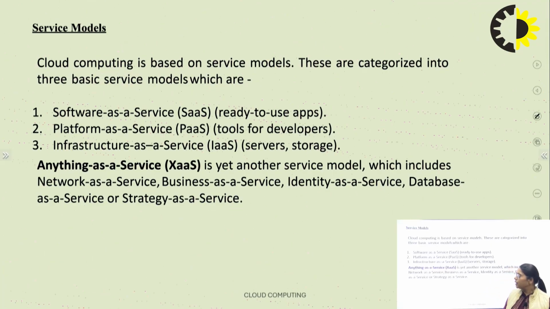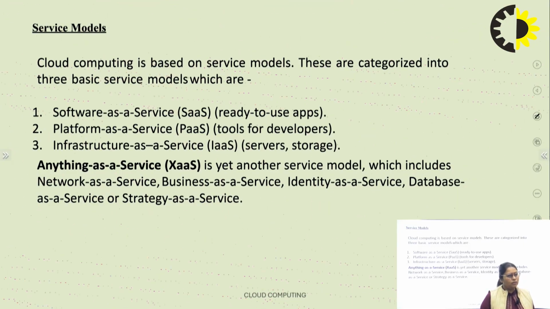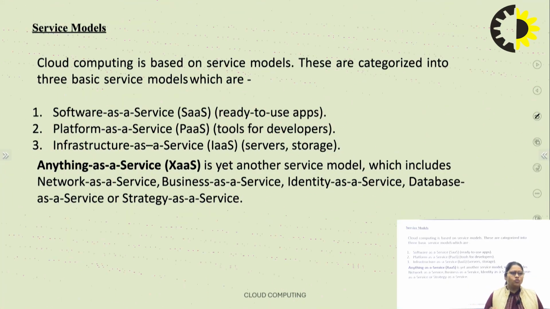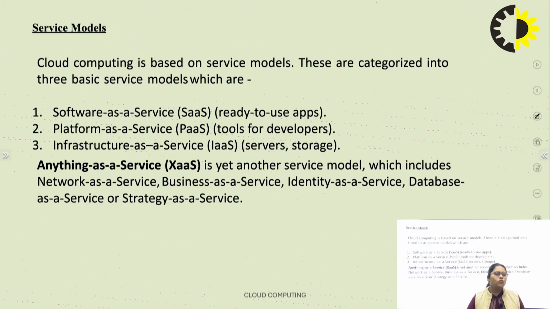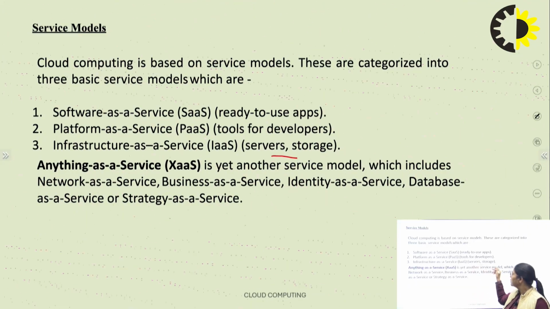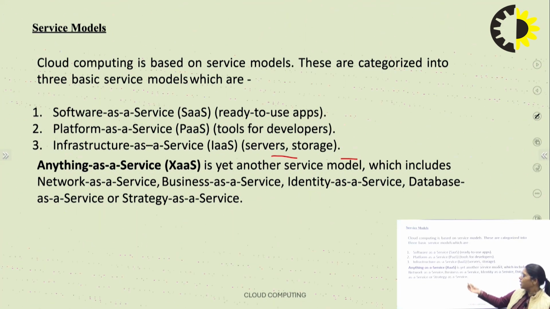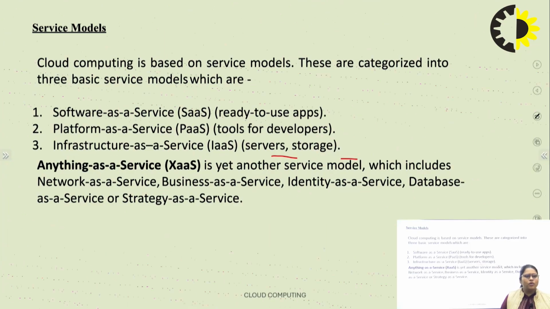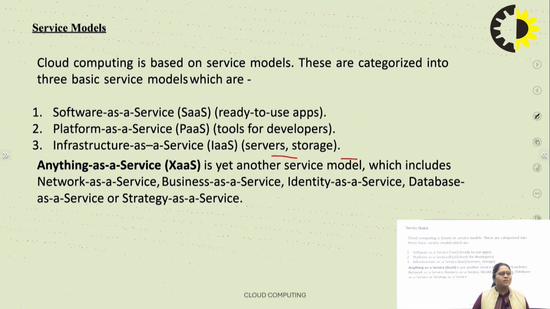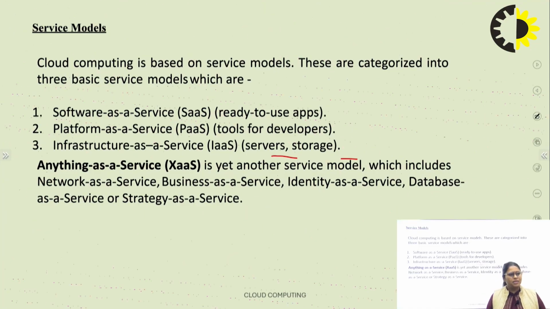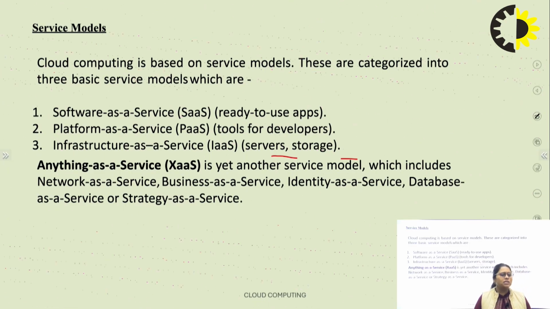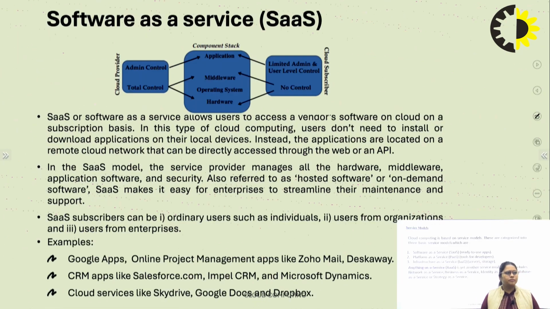The first category under this is called software as a service. It is ready-to-use application services. The second category is platform as a service, that is, tools for the developer, and the third category is infrastructure as a service. Under this category, we can access the server, storage or virtual machines. Next is anything as a service. It is another type of service model which includes network as a service, business as a service and database as a service. First of all, we will briefly discuss the concept of software as a service.